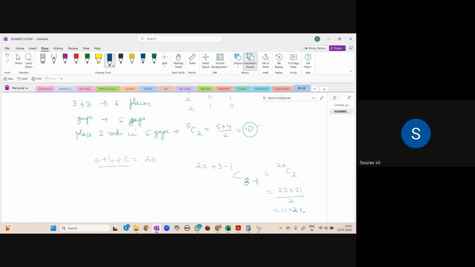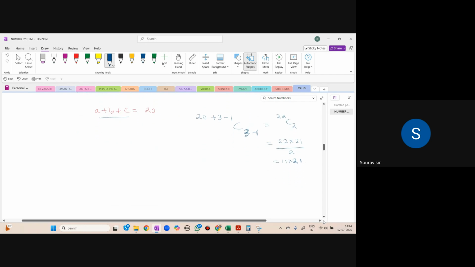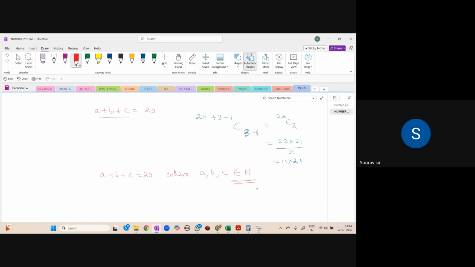Understood, everyone? Now I'll twist the question a little bit. Same question, one small twist. A plus B plus C equal to 20, where A, B, C are natural numbers. Previously, I said whole numbers. Whole numbers start from 0. Natural numbers start from 1. So there is a difference now.